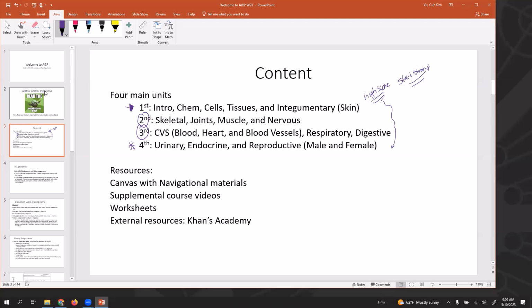And then unit 3 is going to cover the cardiovascular system, which includes blood, heart, and blood vessels, and then the respiratory system, and then the digestive system. Then you have unit 4, which is on the urinary, endocrine, and reproductive. But you will have an exam on unit 4 plus comprehension. So you have a kind of 2-part final exam. The first part of the final exam covers the stuff that you cover in unit 4, and the other half covers everything from unit 1 through 3. Okay. Questions so far?